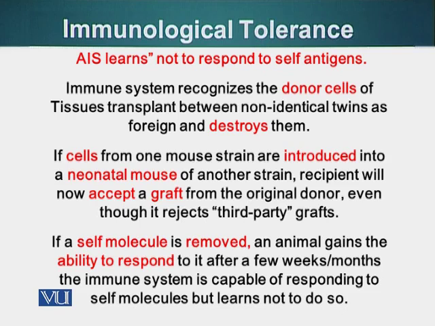Our immune system learns not to respond to our own cells, our own proteins, and that happens very early on during embryogenesis. For example, if foreign cells are taken from a different type of mouse and are injected into an embryonic mouse, when it grows up it will be able to take grafts or tissue transplants from the donor mouse from which we took the cells. So this process happens very early on during embryogenesis.